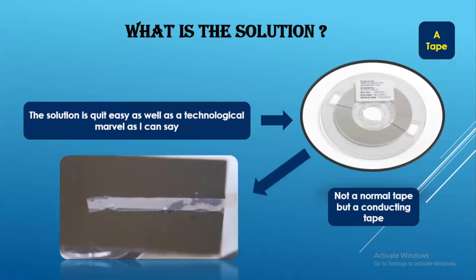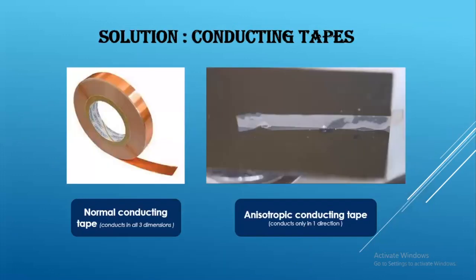This is a picture of a single layer of that tape, which I have shown. It's over an aluminum plate. There are two types of conducting tapes. One is like the first picture. This is a copper conducting tape. In the copper conducting tape, the conduction happens in all three directions. But in the anisotropic conducting tape, the conduction happens only in one direction, the Z direction. It means the thinnest dimension of the tape. And in the X and Y direction, there is no conduction.